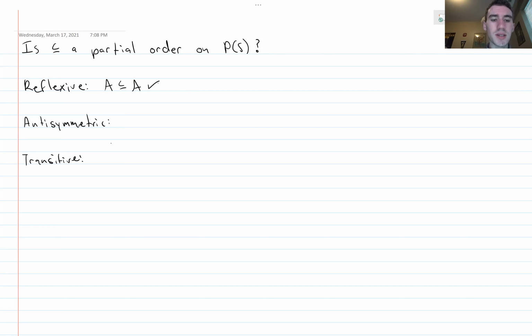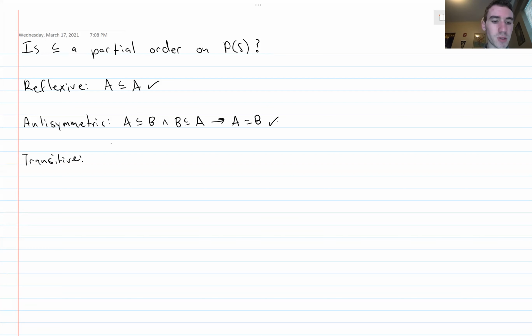Is it antisymmetric? Well, let's see. If A relates to B, or in other words, A is a subset of B, and if B is a subset of A, does that mean that A and B are the same set? Yes, it does. This is a property that we've used a lot before for some of our subset proofs. So this property makes it so that this subset relation is antisymmetric.